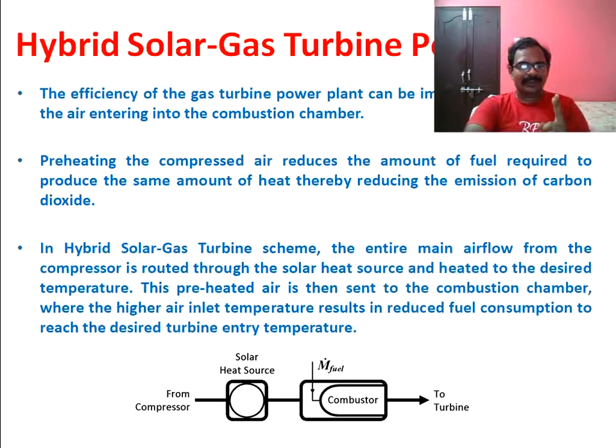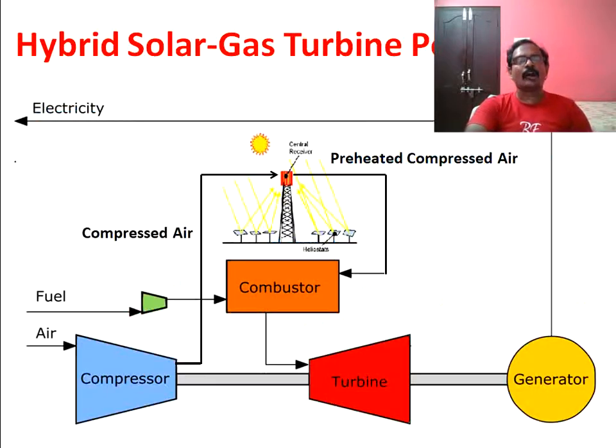Because of these two advantages, preheating of the compressed air reduces the amount of fuel required to produce the same amount of heat, thereby reducing the emission of carbon dioxide. Whenever the amount of fuel required is less, automatically the amount of combustion taking place is less, and thereby the amount of carbon dioxide emission is also less. That is the reason why we pass the compressed air through the solar heat source before passing it into the combustion chamber. Right? So how will we do it? By using any of the above mentioned four techniques.